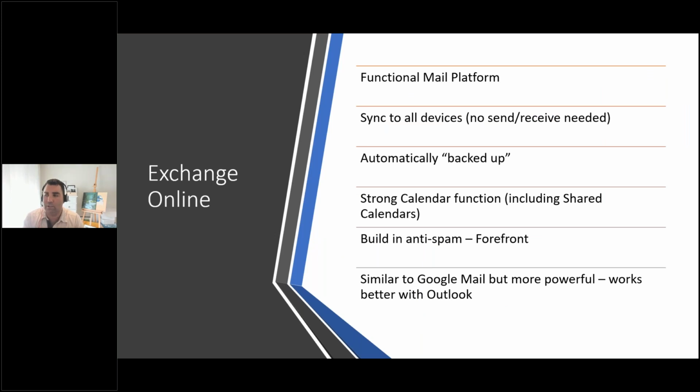I'm going to go through this reasonably fast. It synchronizes to all devices. You don't need to click send receive. All data is automatically backed up, so you don't lose it if your device gets broken or something like that. It has a very good calendar function, including shared calendars and the like. It has built-in anti-spam, at least a good base level. It's similar to Google Mail or Google Workspaces if you use that, but it is more powerful and works better with Outlook. All right. So I could spend a lot of time talking about Exchange. It pretty much does everything you need in a mail platform, but I'll continue.